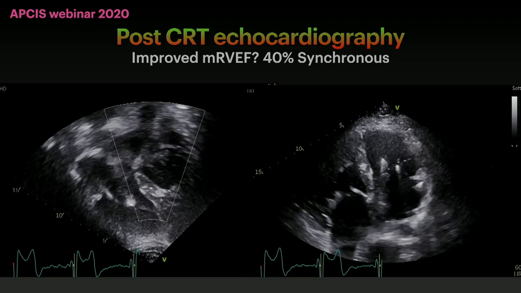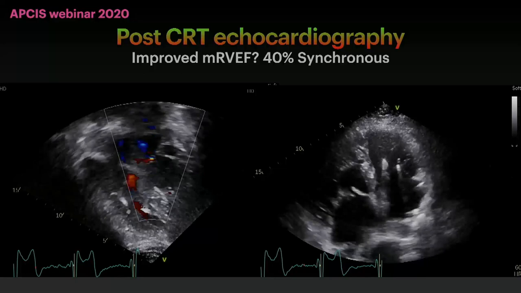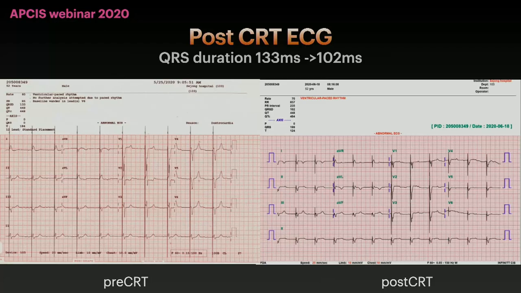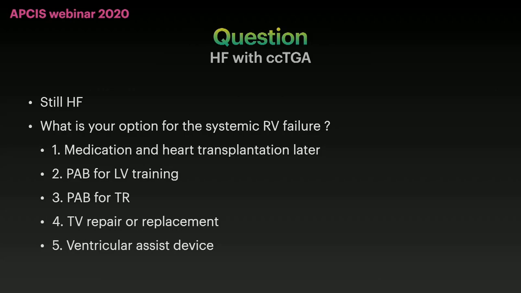This is the post-CRT echo. You can see the systemic RV function was slightly improved, and the systemic RV looks more synchronous. This is the EKG. In the EKG, QRS duration decreased from 133 to 102 milliseconds. However, this patient still has heart failure because of severe TR. What is your next option for this patient? Also, there are multiple options.